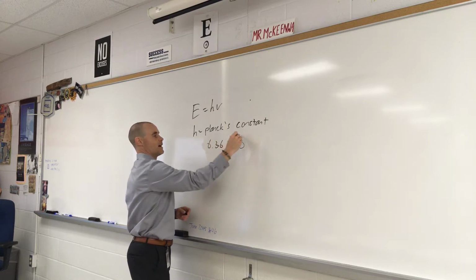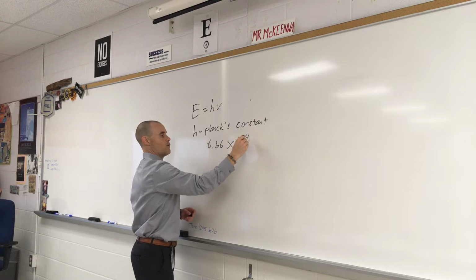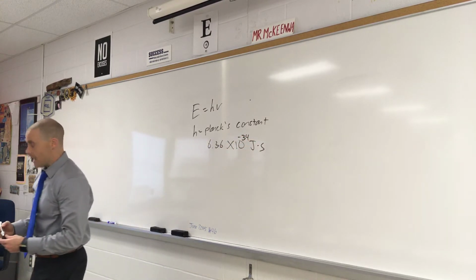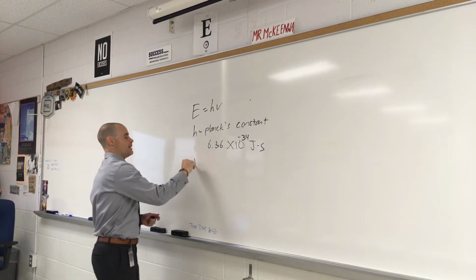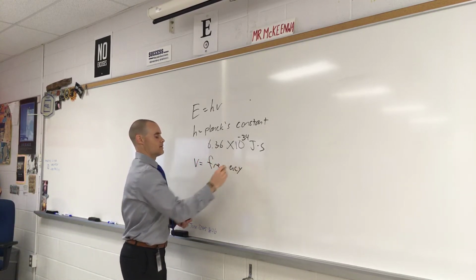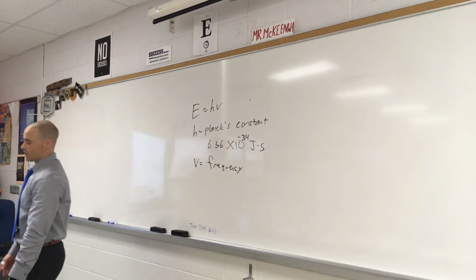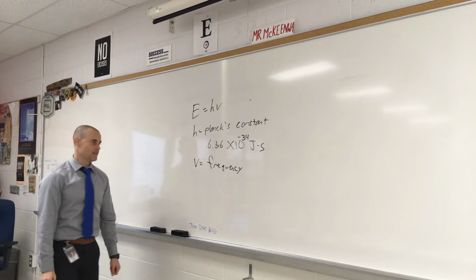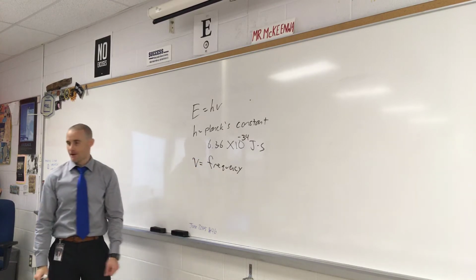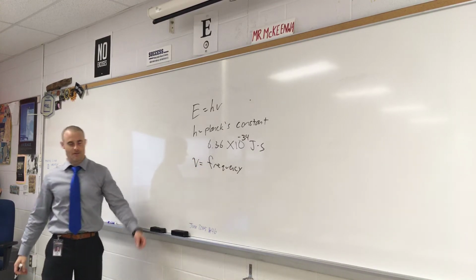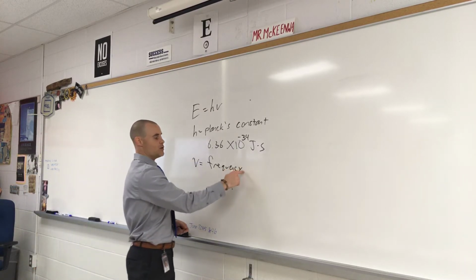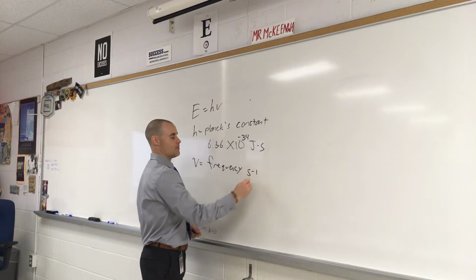6.36 times 10 to the negative 34th joule seconds. You're close. That is a constant. V is frequency, which is kind of crazy because in physics it's a lowercase f, which it should be. It's more like, I think the V has a little tail on it, because V is velocity, but the cursive V is frequency. And the unit on this is seconds to the minus 1.